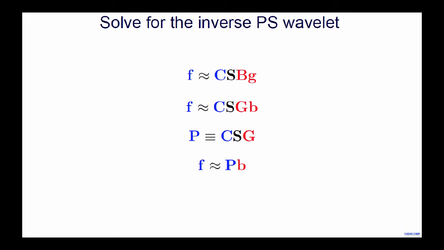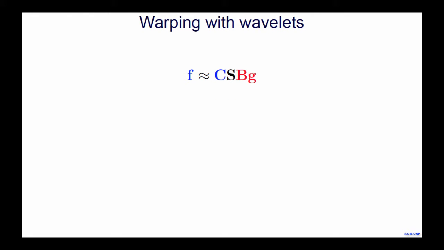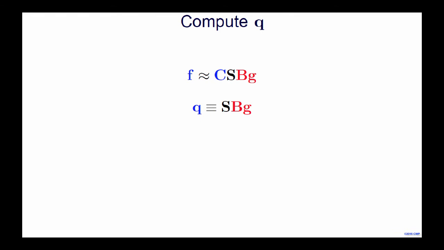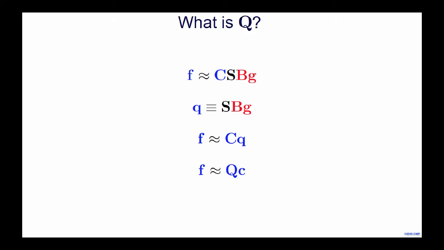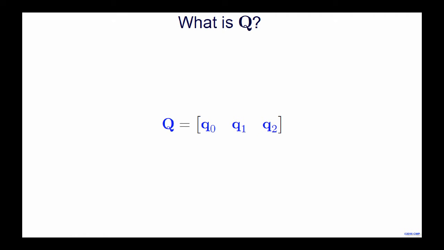Well, to answer this question, let's go back to the warping with wavelets equation. We can compute what we call the vector Q, which is simply the PS trace convolved with the inverse PS wavelet that has been squeezed. And then we reduce the equation to the following. Now because convolution is commutative, we can switch C and Q as shown. Now what is this matrix Q? Well, in the simple case that the PP wavelet C has 3 coefficients, the matrix Q would have 3 columns. And these 3 columns would simply be time-delayed versions of the vector Q, which would mean that the matrix Q is the Toeplitz matrix.